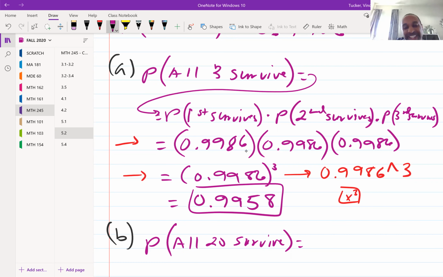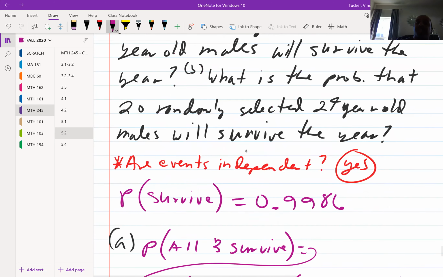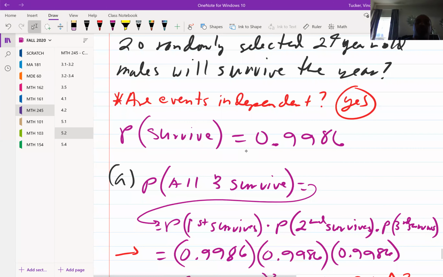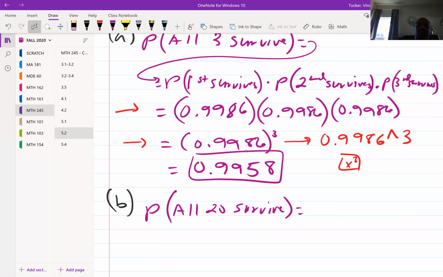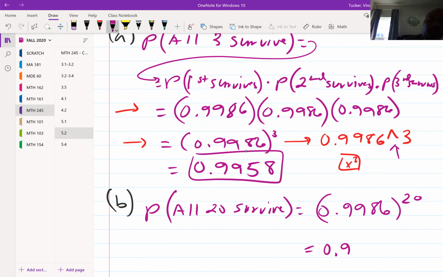Not a problem. So the next one, the probability that all 20 survive. That's what we're looking at: the probability that 20 randomly selected 24-year-old males will survive the year. And so we keep on with the same pattern. Of course, we don't want to have to write that out. All you would do is take the 0.9986 and raise it to the 20th power. Like I said, you can use this symbol right here to raise something to a power if you don't have certain buttons on your calculator. Raising that to the 20th power gives 0.9724.